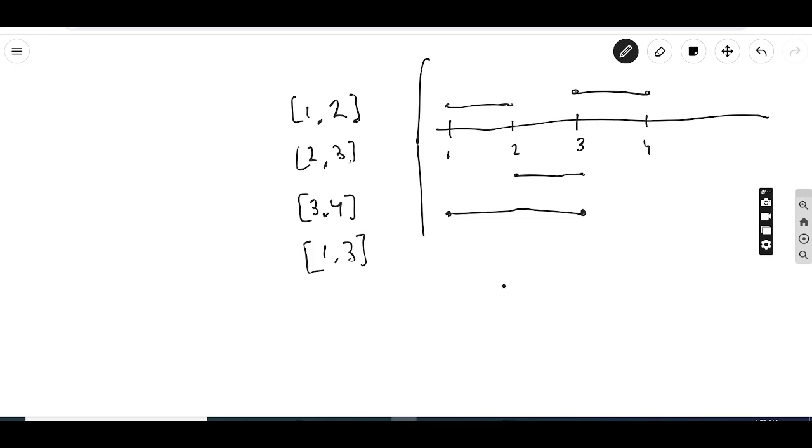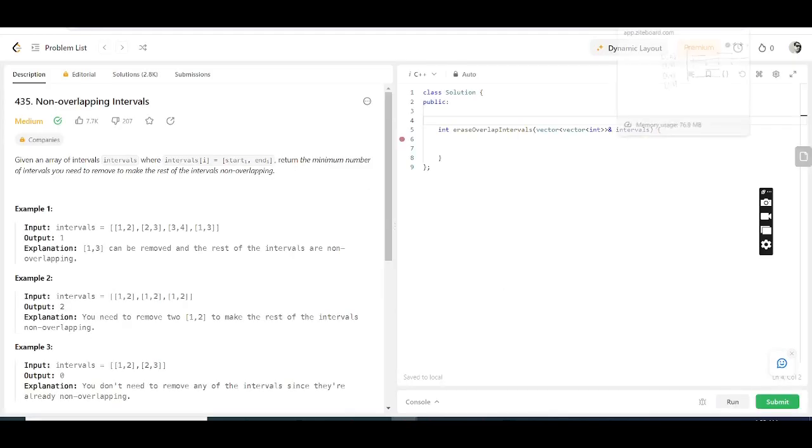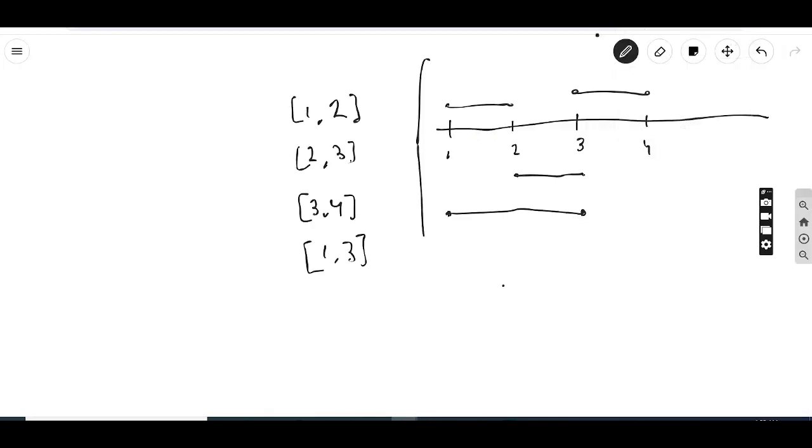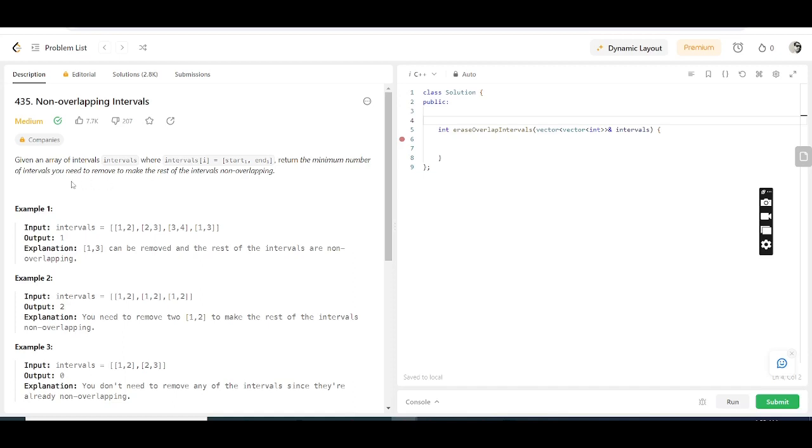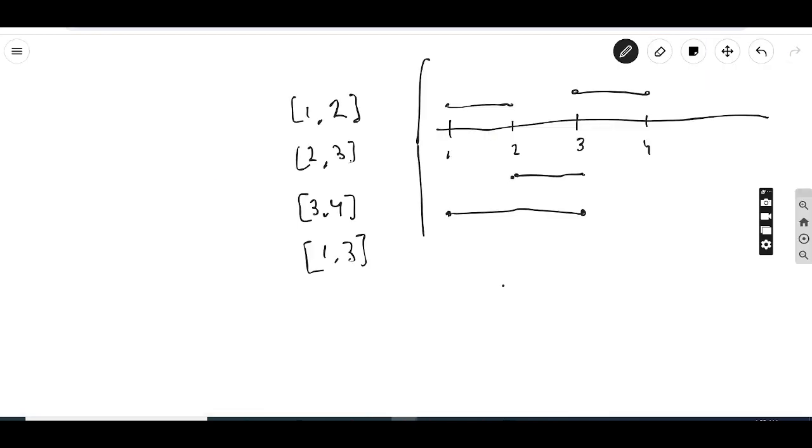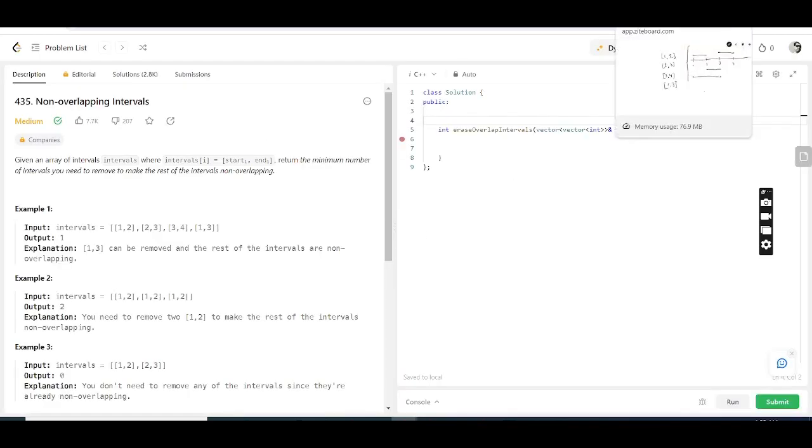So what do we have to do here? Think about it. We have to return the minimum number of intervals that we need to remove to make the rest of the intervals non-overlapping, right? So the rest of the intervals must be non-overlapping. How can we do that?